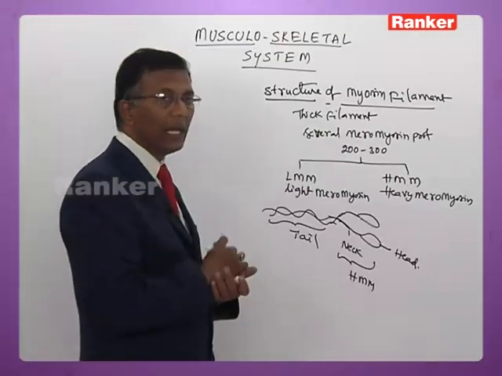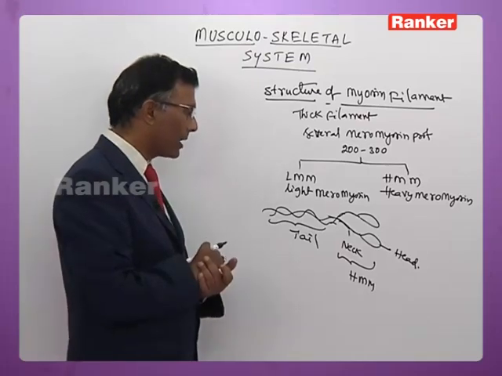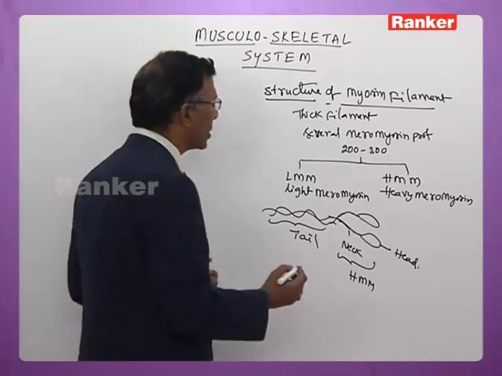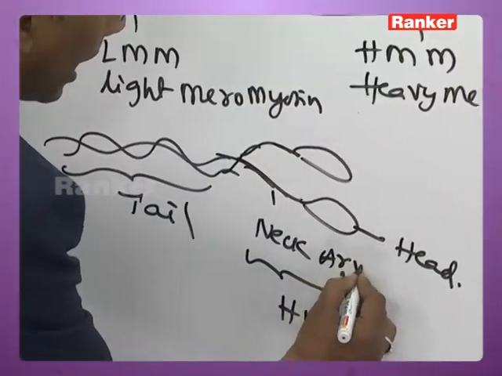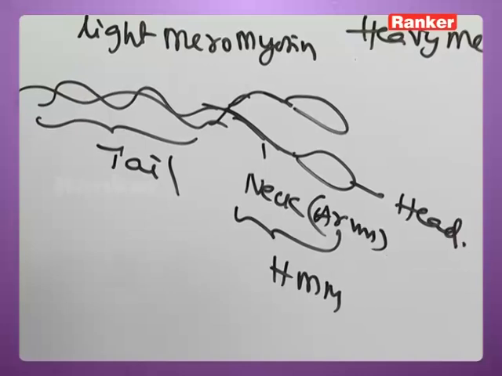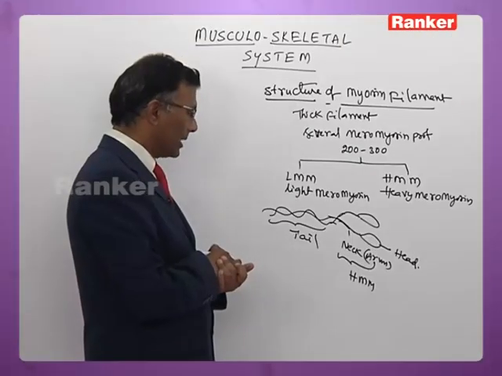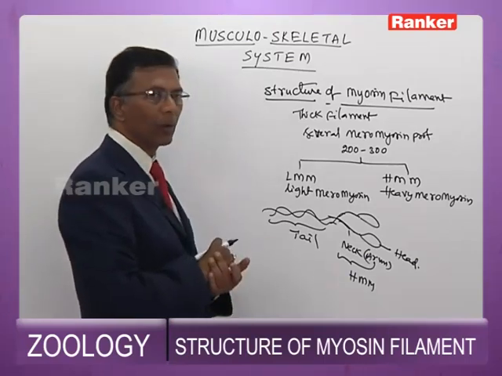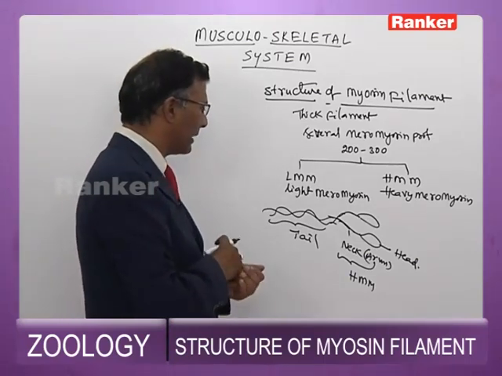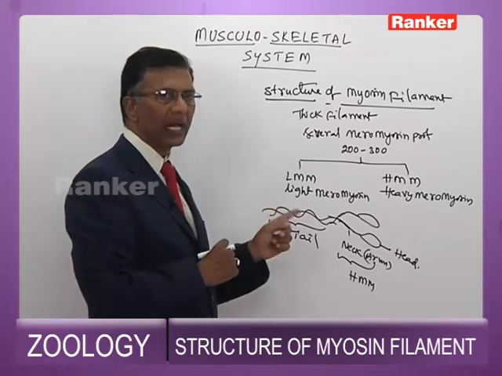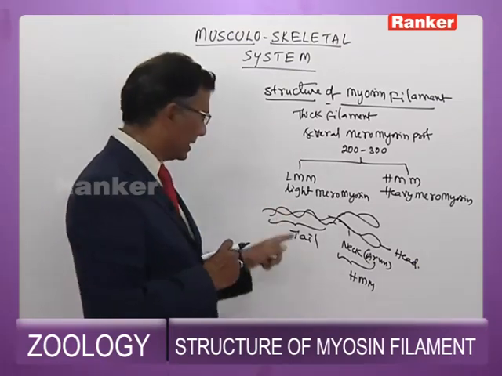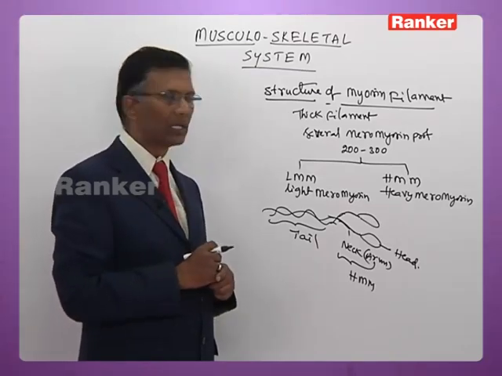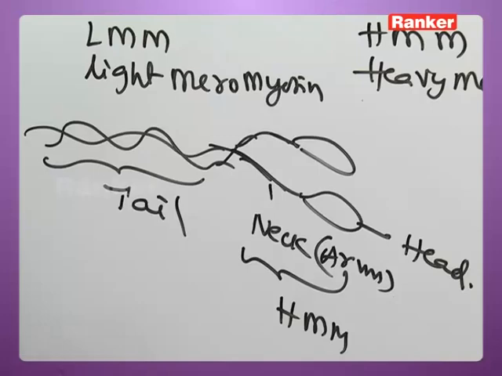So I shall repeat once again. LMM forms the tail part, whereas HMM forms the neck, or arm, and the head part of the myosin. Neck is also called arm. The head and neck are made up of heavy meromyosin, whereas the tail is made up of 2 spirally twisted light meromyosin proteins. These are the two helically twisted light meromyosins, and these are heavy meromyosins.